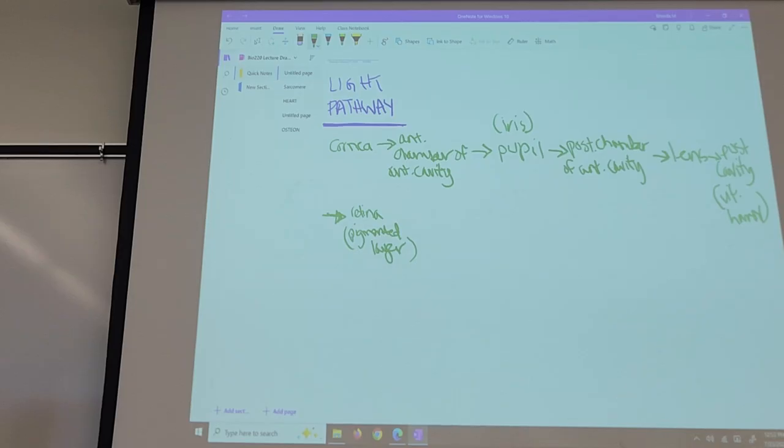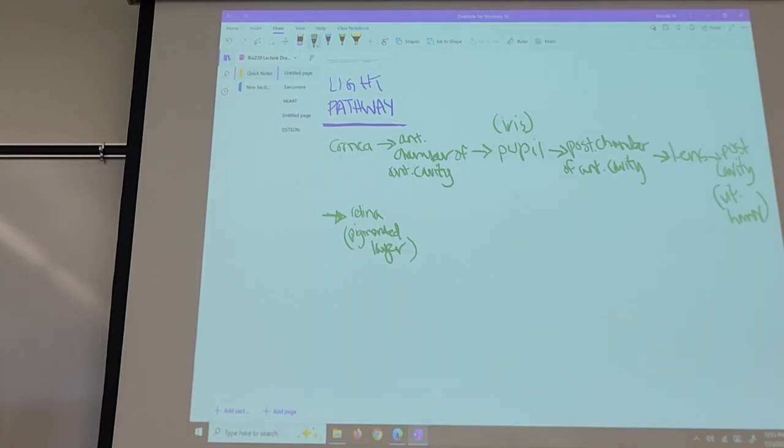Questions about the pathway of light? Again, this is a good, quick, either free response or fill in the blank question kind of thing. Do you know your structures? Do you know the sequence?